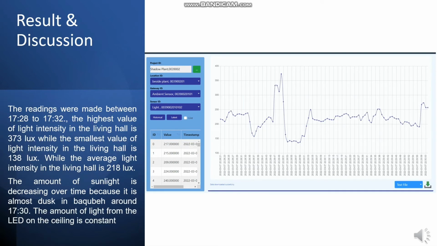Another measurement we made was with the LED lights on the plant between 5:30 and 5:35. The highest value of the LED light intensity in the living hall is 373 lux, while the smallest value of the light is 138 and the average is 218. The amount of sunlight is decreasing over time because it's almost dusk in Ba'quba around 5. Thirdly, the amount of light from the lamp on the ceiling is constant.